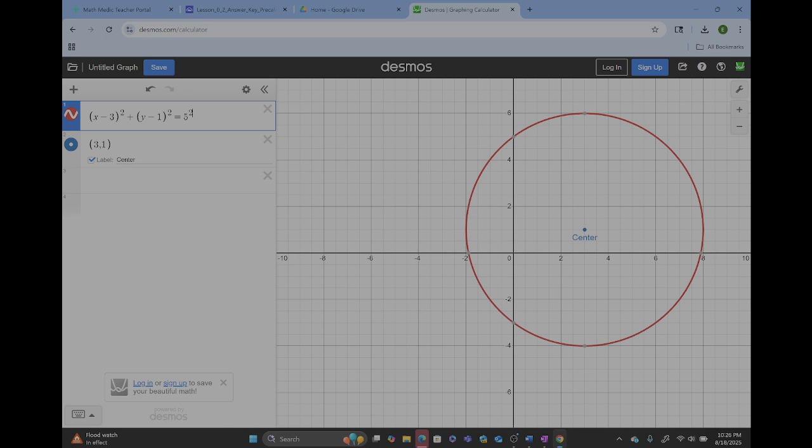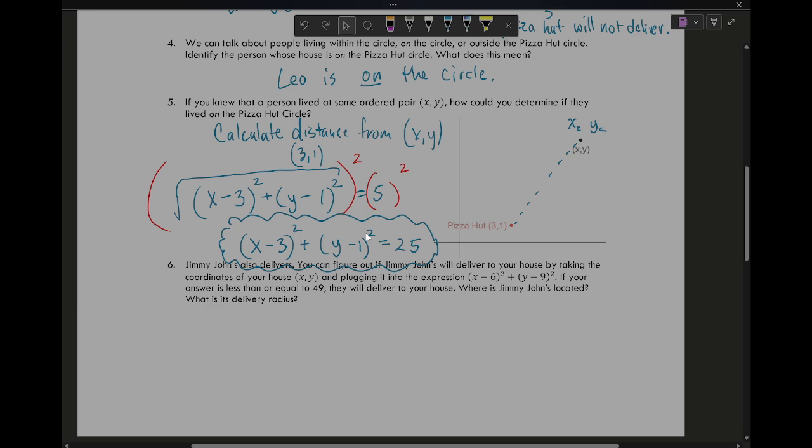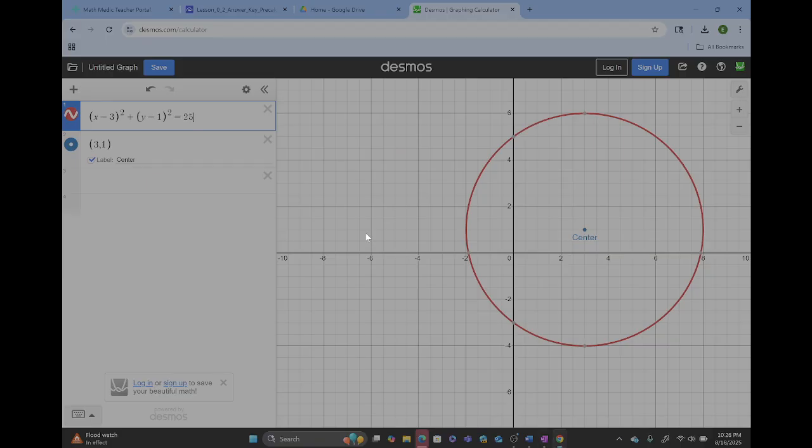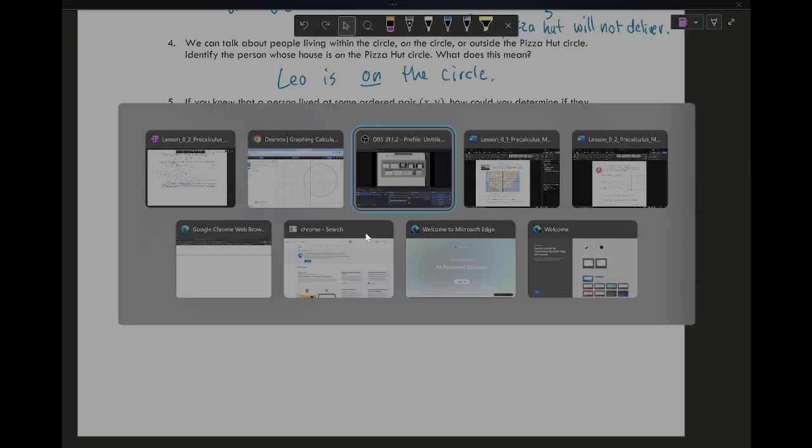A lot of times it'll be written already squared, so it'll be like equals 25, but the radius will be the square root of this number. We'll talk about that more in maybe the second half of this video. All right. And how do I pause this?